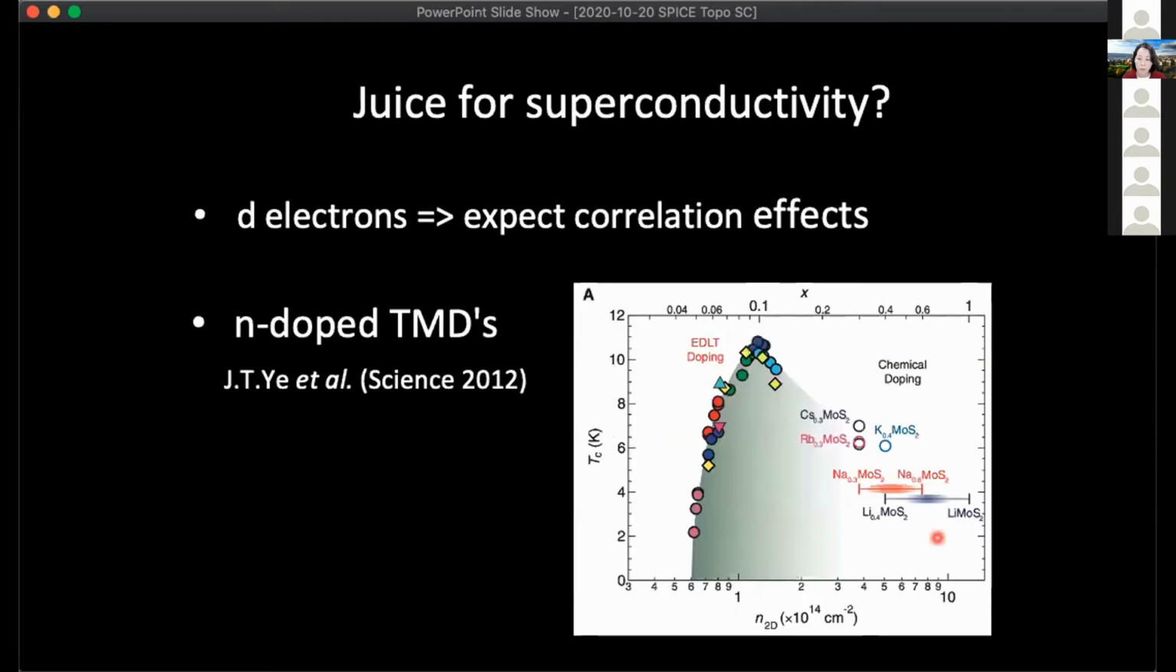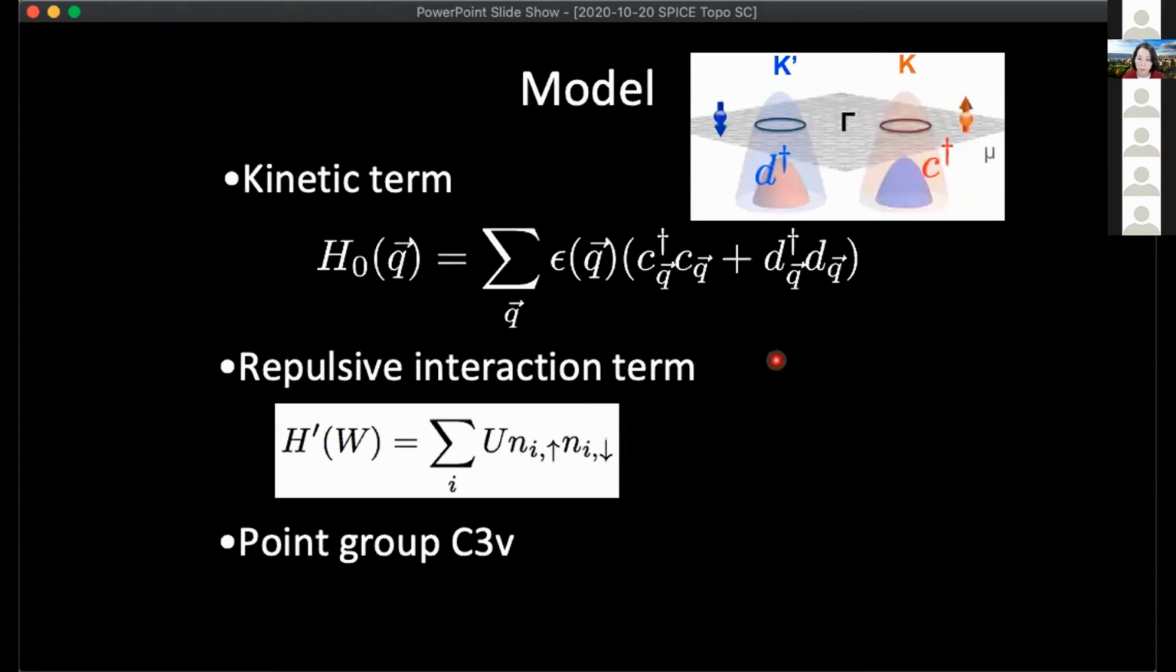And these systems have already been shown to be superconducting when you dope into the conduction band. As occurring, they are semiconductors. But if you dope them into the conduction band, they show superconductivity even for a single layer system, with very high Tc for the scale of the system. So the idea is, what if you dope into the valence band and make use of spin-valley locking?